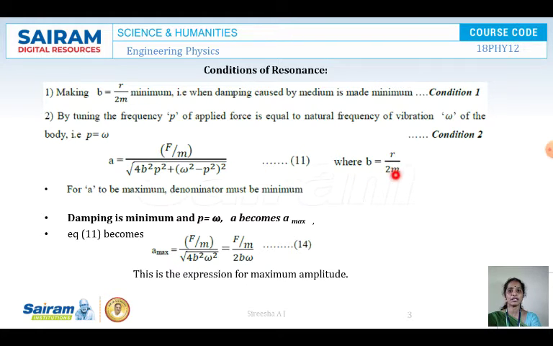If R by 2M is set to minimum, what will happen? The damping caused by the medium is made minimum. This is the first condition. When R by M is minimum, that is, the damping caused by the medium is made minimum, this is the first condition.